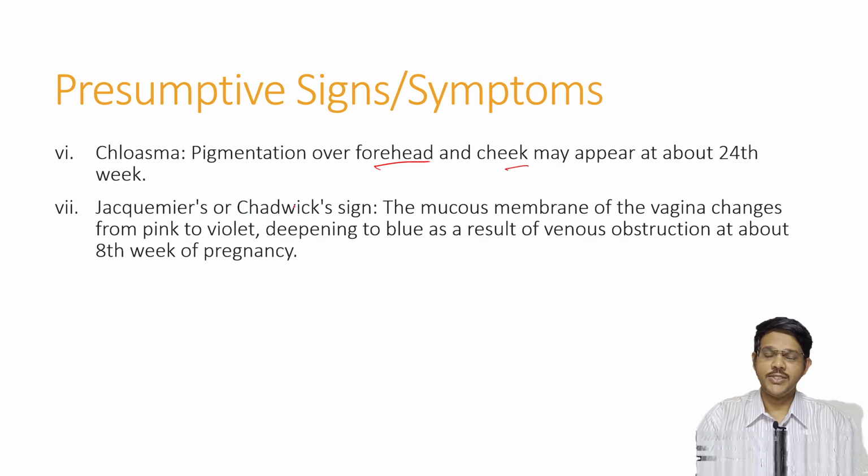Then Jacquemier's or Chadwick's sign. Here the mucous membrane of the vagina changes from pink to violet, and the color may deepen to blue, because of venous obstruction at about the 8th week of pregnancy.